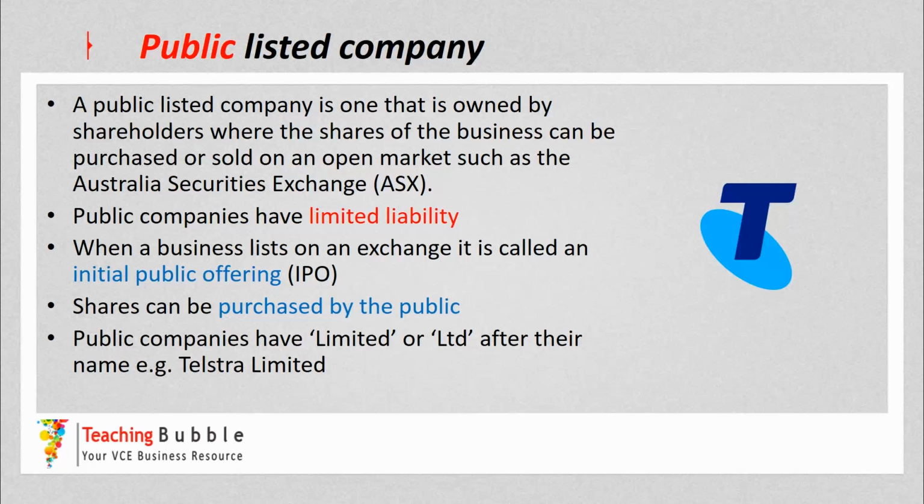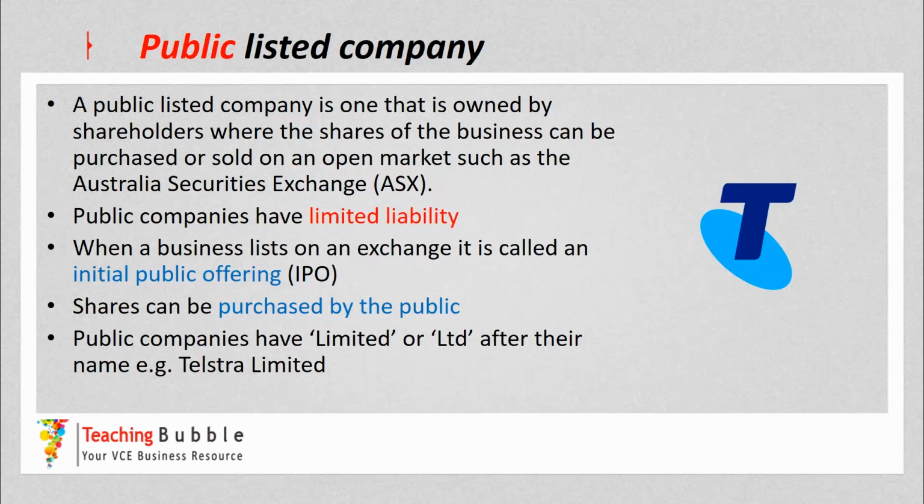But here, with a public listed company, there are no restrictions on how many shareholders a company can actually have. In the previous one, we looked at a private limited company. There was a maximum of 50 shareholders. That is not the case here. There's no maximum amount of shareholders that the company can have.